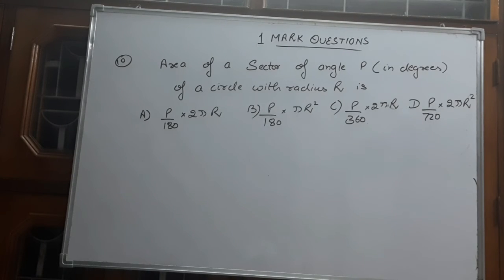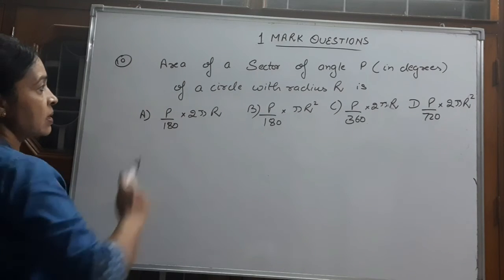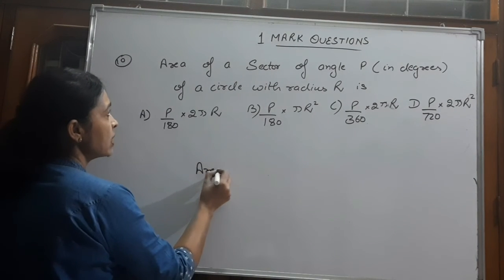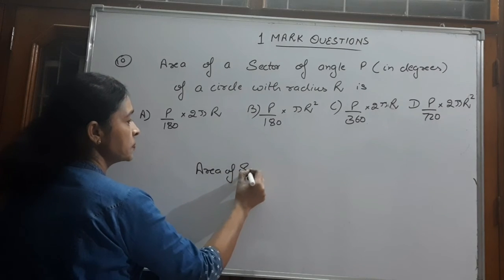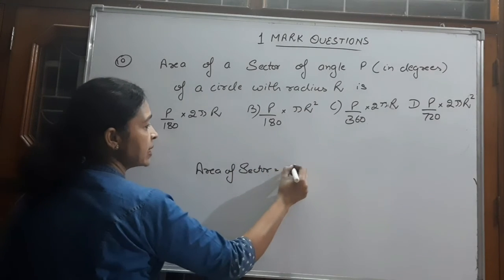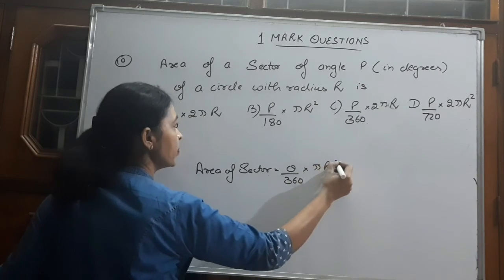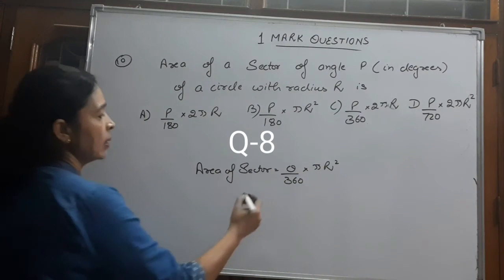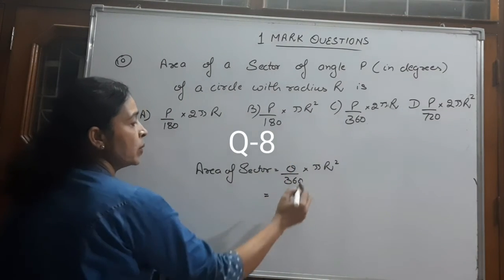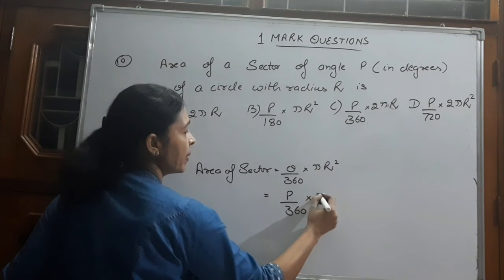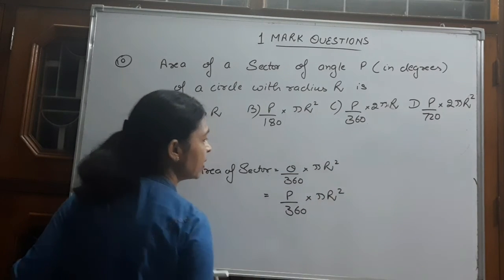Area of a sector of angle P of a circle with radius r is, 4 options are given. What is the area of a sector? Area of sector is theta upon 360 into pi r square. What is theta? The angle between the two radii, which is given as P. So P upon 360 into pi r square. This can be our answer.